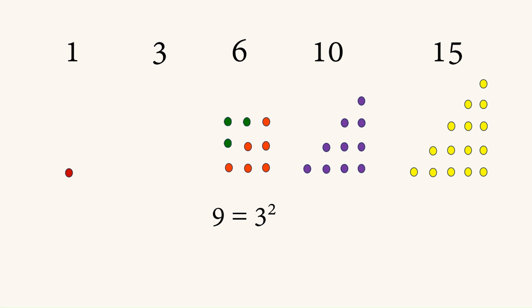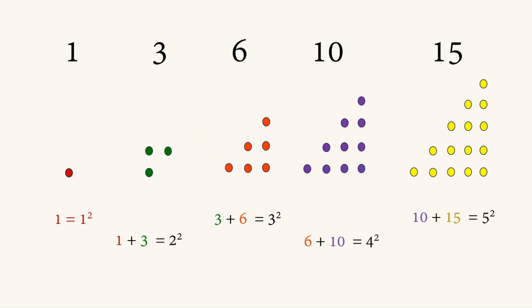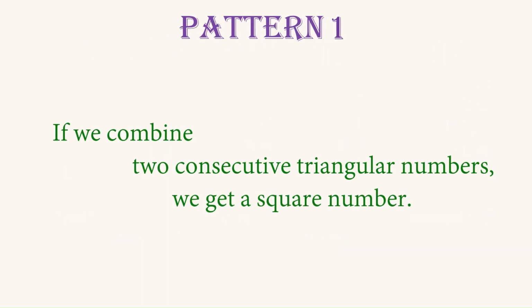Similarly, when we combine third and fourth triangular numbers, they give 4 square. Now 6 and 10, they make 16, which is nothing but 4 square. Similarly, fourth and fifth, if we combine them, they give 5 square. From this observation, we can generalize that when we combine two consecutive triangular numbers, it gives a square number.